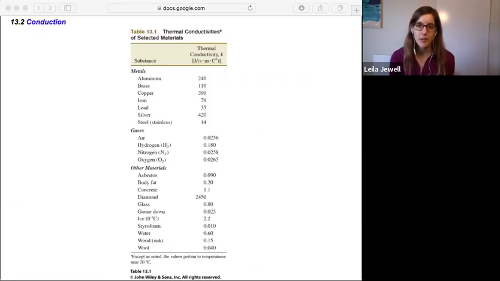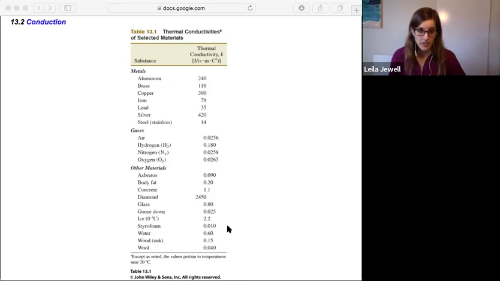So here's a nice table of thermal conductivities of some selected materials. We have aluminum, which is very high thermal conductivity, versus steel is much lower. Gases are thermal conductors, but significantly lower than solids. And then we have some other materials, right? Asbestos, I can't say that, asbestos, there we go, is a really low thermal conductivity, which is why it was used in buildings for a long time until we realized that it wasn't so good for people's health. Body fat, also a nice thermal insulator.